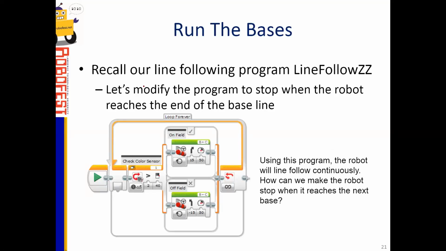So our line following ZZ, we're going to modify that program to stop the robot when it reaches the end of the baseline. So this is how to break a loop. We're going to use this program. The robot will line follow continuously. How can we make the robot stop when it reaches the next base? We're going to change this part here of the loop.